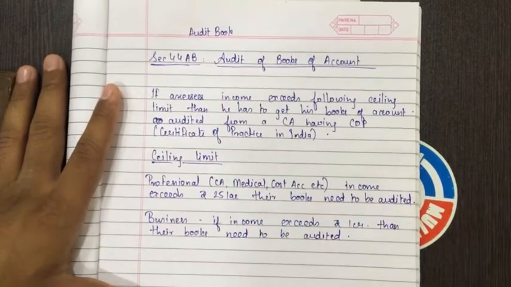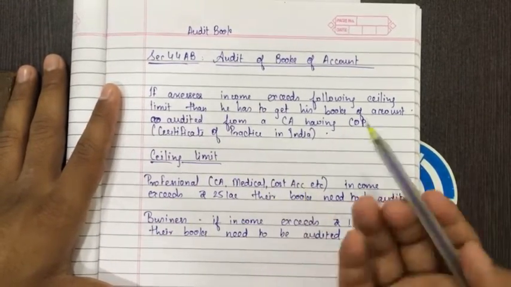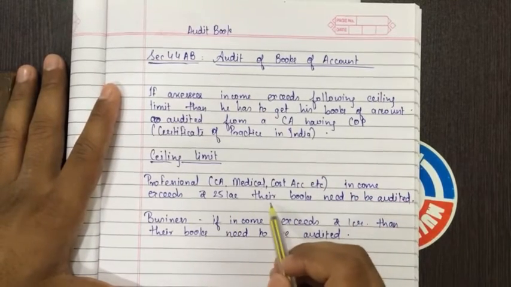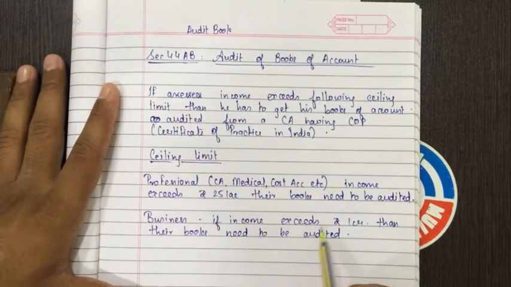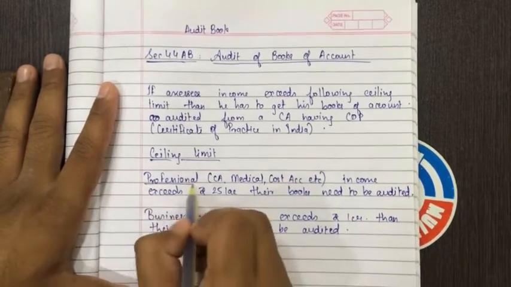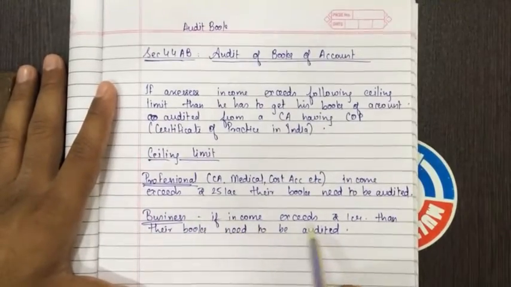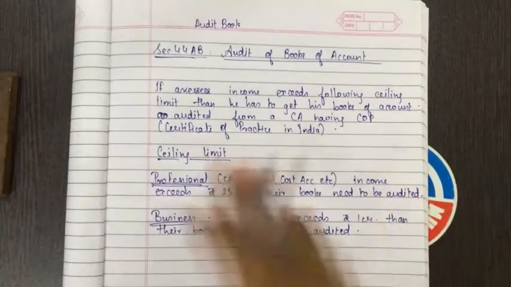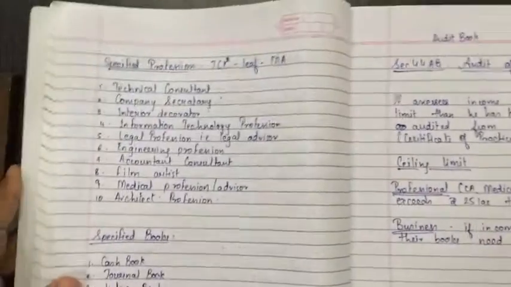accountant having COP. COP stands for Certificate of Practice in India. Ceiling limit for professionals, that is CA, medical, cost accountant, lawyer, etc. There are many professionals. If income exceeds rupees 25 lakh, their books need to be audited. For business, if income exceeds rupees 1 crore, then their books need to be audited. Let me underline business and profession. This much is only the theory for section 44AB. I hope this much is clear for you all.